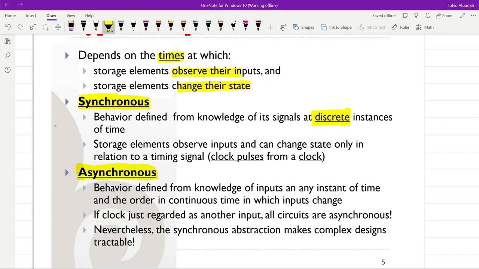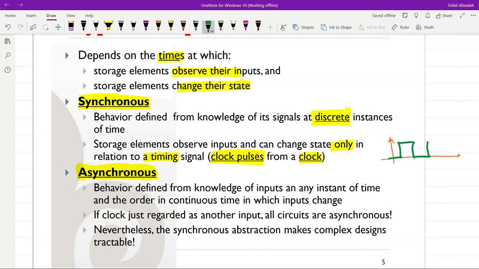So not at any time, but at discrete instances of time, the state of the system and the outputs could be updated or changed. So the storage elements in the case of synchronous sequential circuits or synchronous sequential logic observe the inputs and can change state only in relation to a timing signal. And this timing signal will be mostly referred to as clock pulse, and it will come from a clock. We will see the details regarding clock pulse later, but I can just show you here that the clock pulse will have this form.